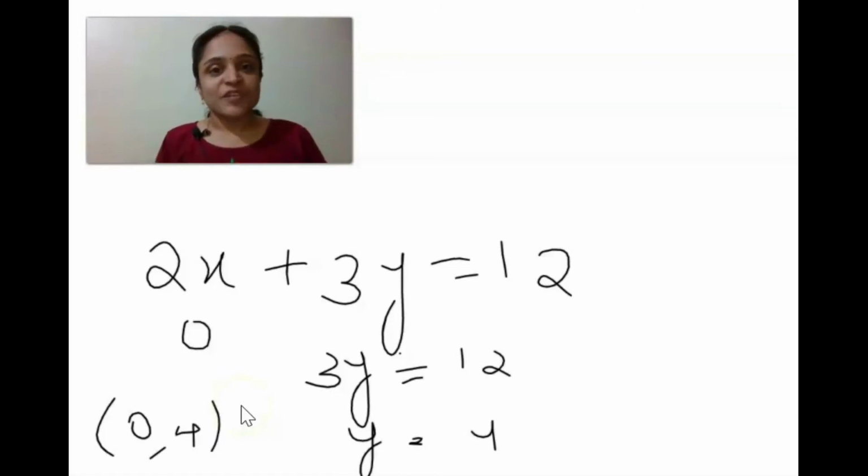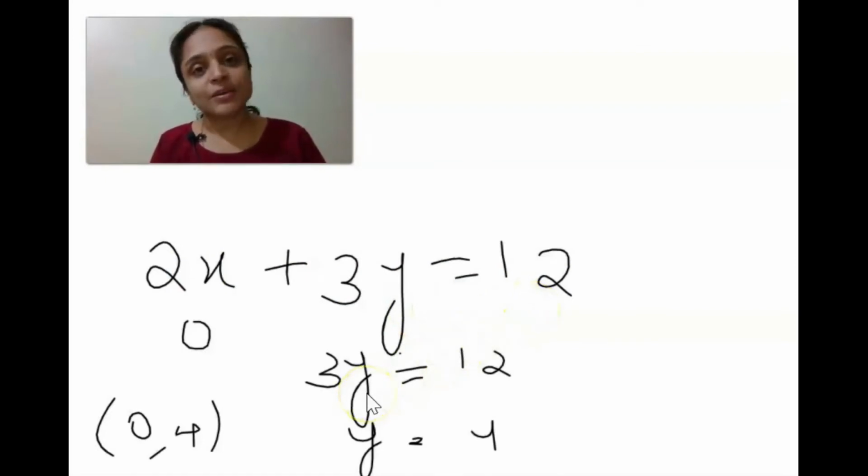Okay, let us find solution of 2x plus 3y equal to 12. Here, if you take x as 0, this 2x will become 0, right? And 3y equal to 12. So what is the value of y? y equal to 12 by 3, which is equal to 4. So solution is 0, 4.